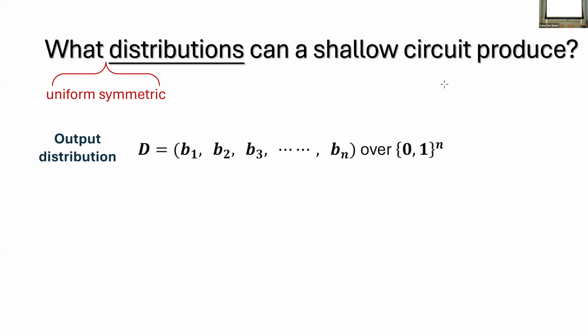In particular, we want to understand uniform symmetric distributions. For such distributions, it's first a natural object to study, and I will also mention why we care about this. So uniform means it's a uniform distribution. Every distribution has its support, some bit strings that it's likely to output. And uniform distribution means you just pick uniformly at random from it.